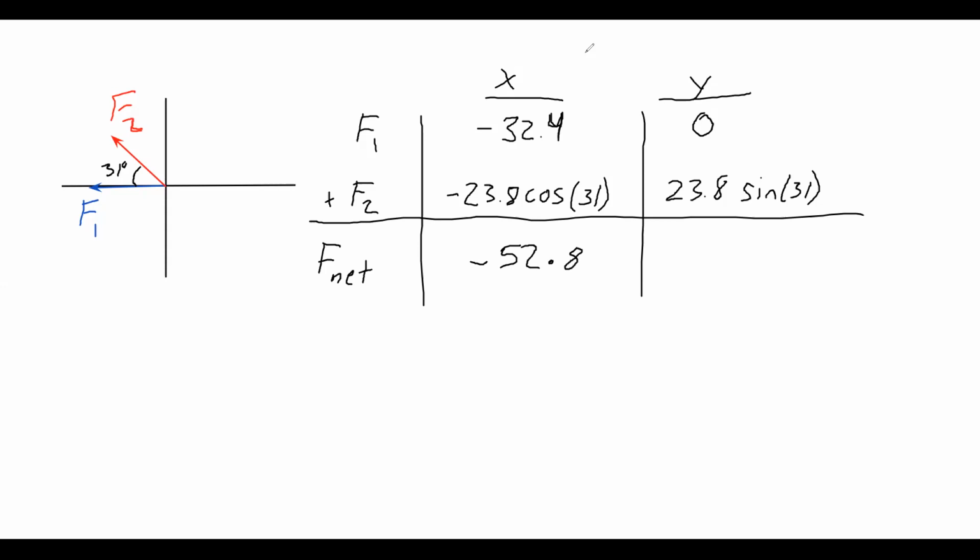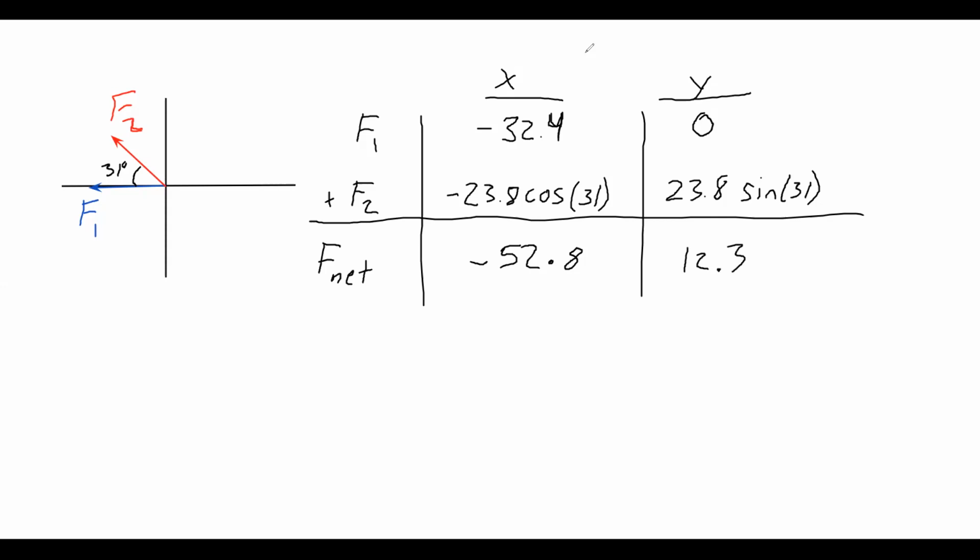Now, if you're wondering about sig figs here, my final answer is only going to have 2 sig figs because that's the numbers our problem gave us. So if you go through all the sig fig rules, you end up with 2 sig figs at the end. But I'm keeping an extra one just to avoid rounding errors. And then 23.8 times sine of 31 for my y-axis. I get 12.3.